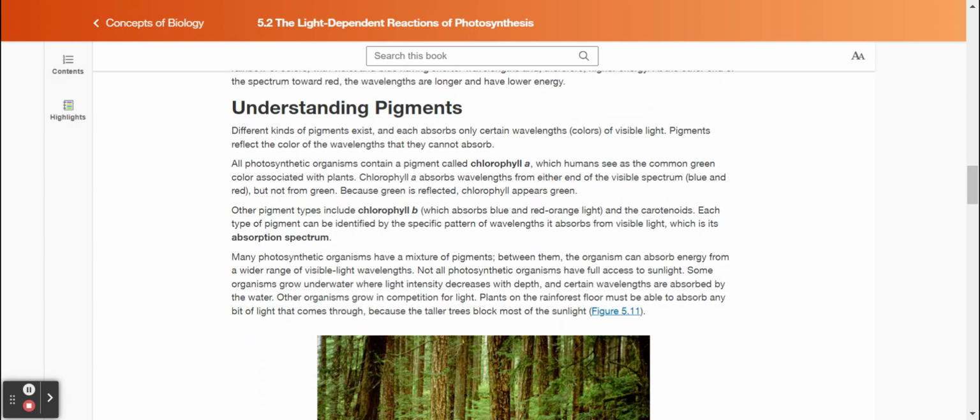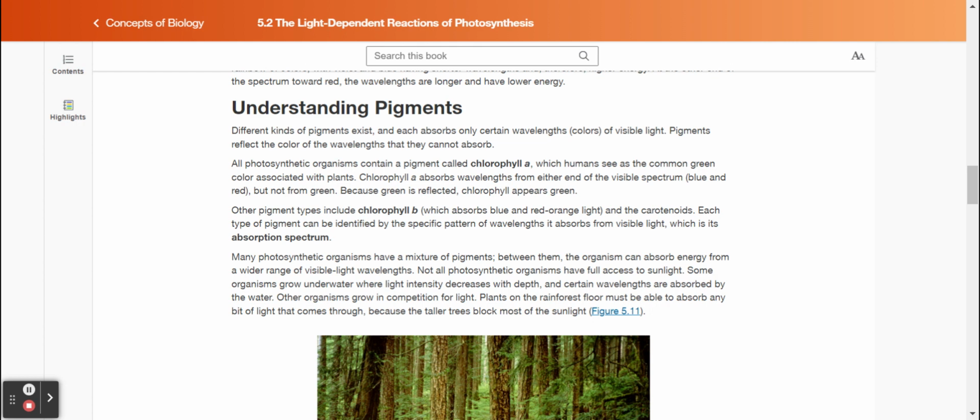Understanding pigments. Different kinds of pigments exist, and each absorbs only certain wavelengths or colors of visible light. Pigments reflect the color of the wavelengths that they cannot absorb. All photosynthetic organisms contain a pigment called chlorophyll a, which humans see as the common green color associated with plants. Chlorophyll a absorbs wavelengths from either end of the visible spectrum, blue and red, but not from green. Because green is reflected, chlorophyll appears green.